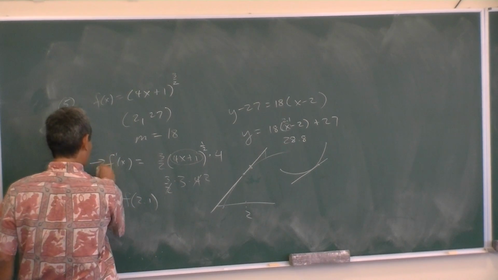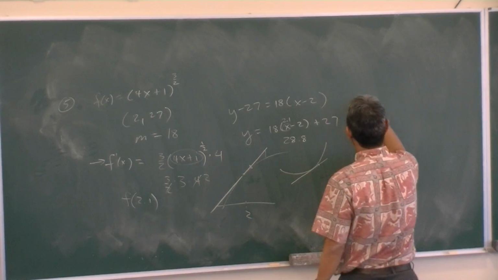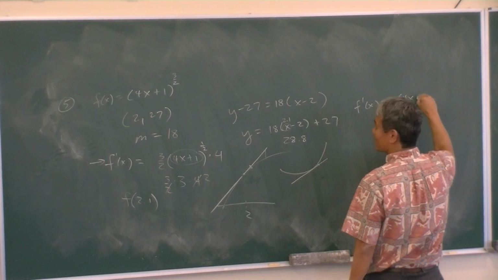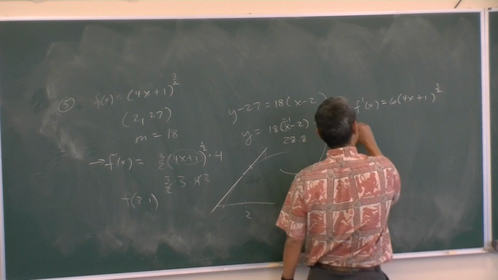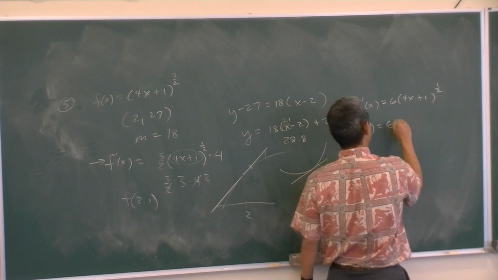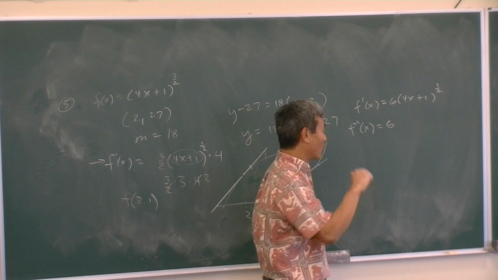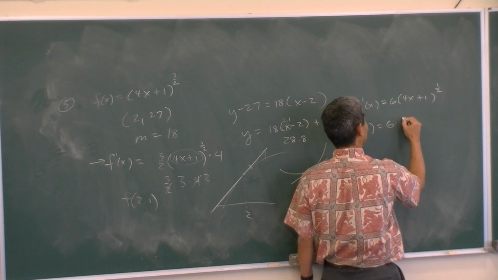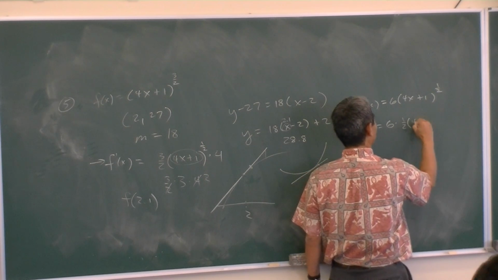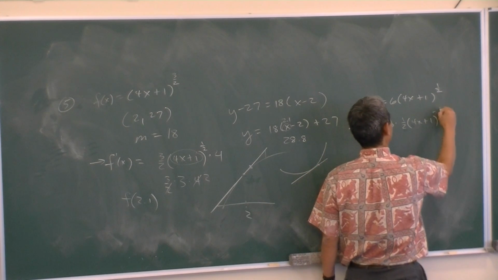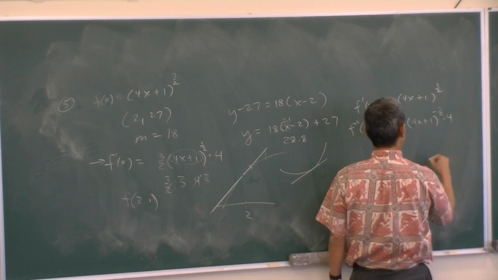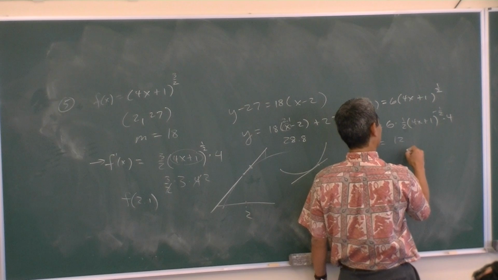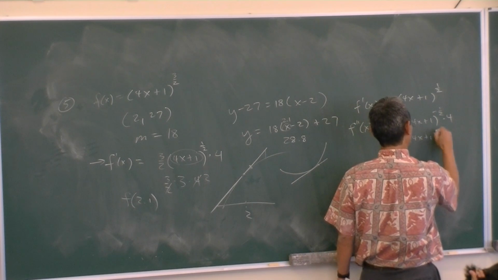So here's the first derivative. Let's simplify it. The first derivative is equal to 6 times 4x plus 1 to the half. So we need the second derivative. Throw the 6 on the side like an unwanted pet. Take it from there. Hurry. Okay, so let's simplify it. Isn't that just 12 times 4x plus 1 to the negative half?